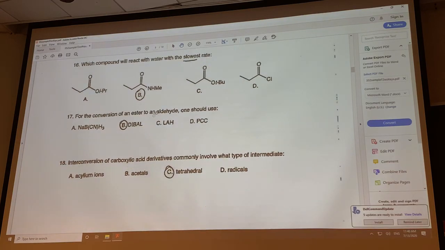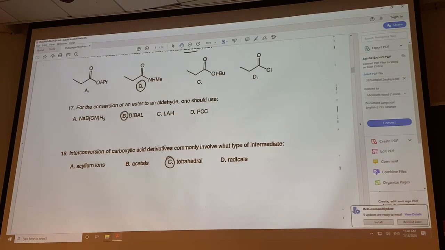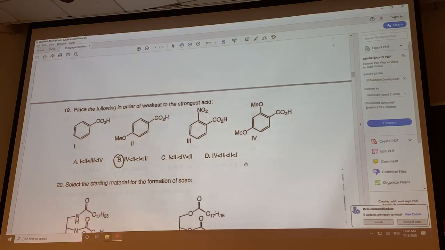Conversion of an ester to aldehyde, yep, DIBAL. Interconversion of carboxylic acids typically involves what intermediate? Tetrahedral. Okay, no, not acylium ions, that's an alternative mechanism. Not acetals, there we're talking about alcohols with aldehydes and ketones. Certainly not radicals. What else have we got here?